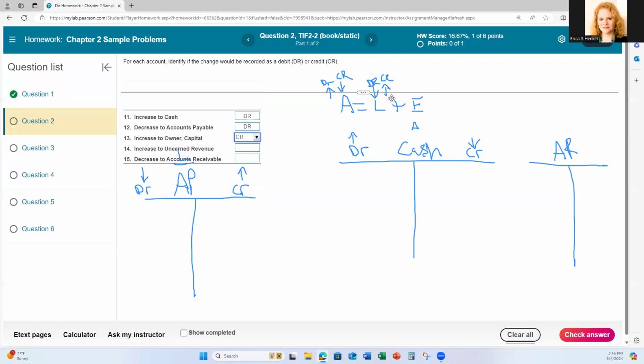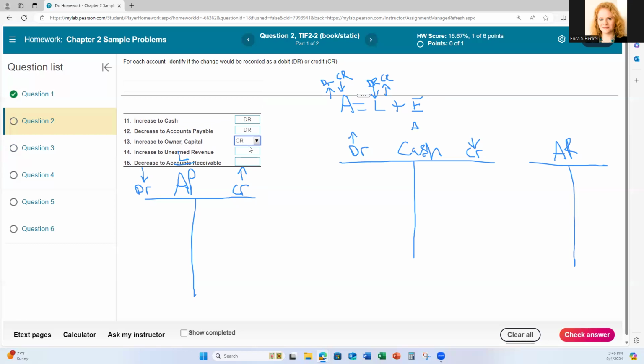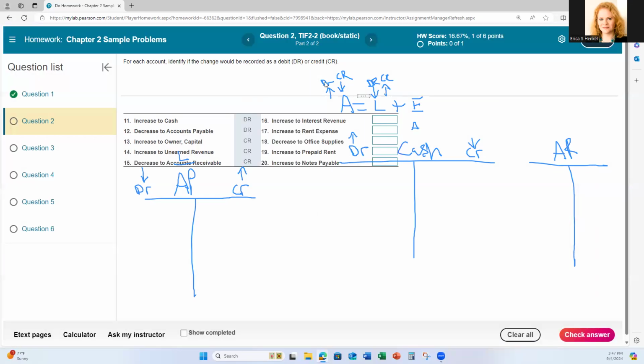Increase to unearned revenue. Again, this is a liability, so if we increase that, we are crediting it, all right? And then a decrease to accounts receivable. So take a second, walk through the clues I've given you here and think about that. Which one do you think would decrease accounts receivable, right? It's going to be the same as cash, which is an asset. So decreasing it, we would need to credit that, all right? Let's check those answers. And then it's going to give us the next 5.